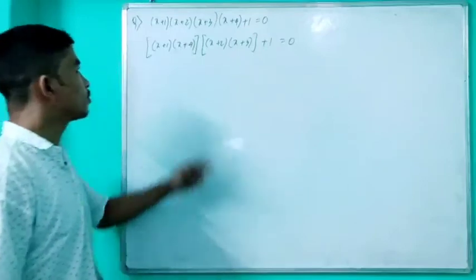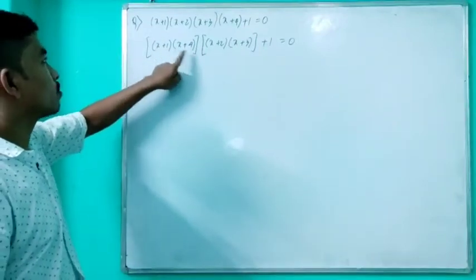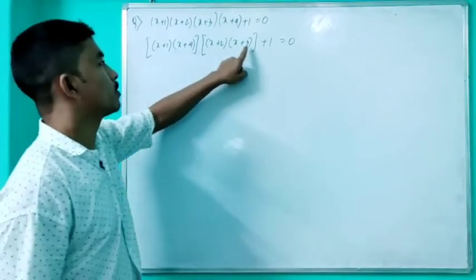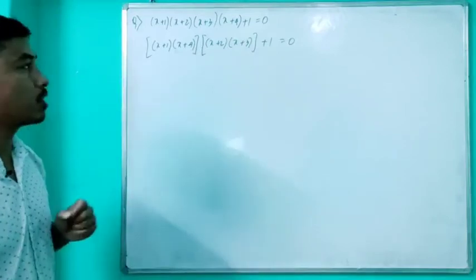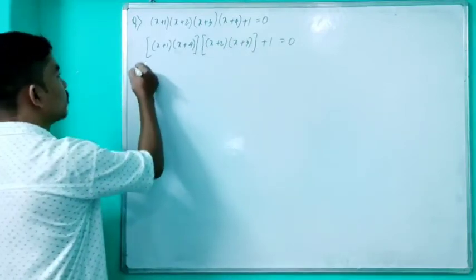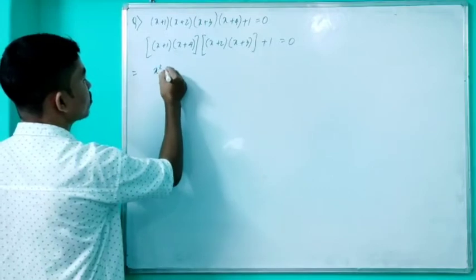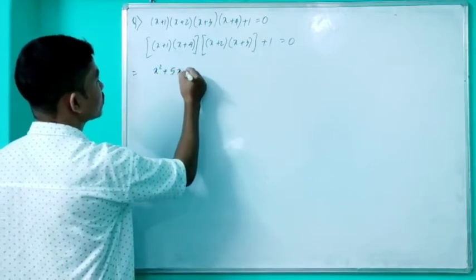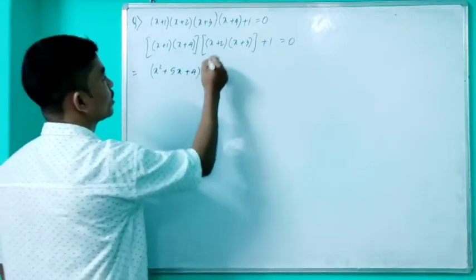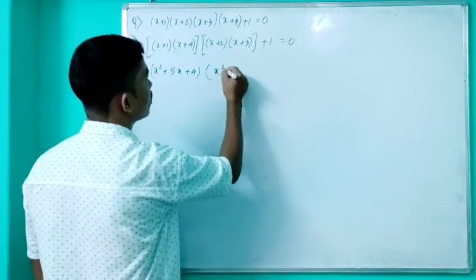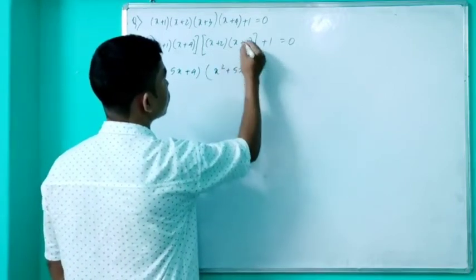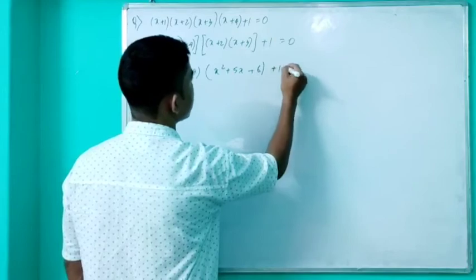So you got the point. So why did I pair these two? Because 1 plus 4 gives me 5 and 2 plus 3 also gives me 5. So this you have to keep in mind. So this will be x square plus 5x plus 4, and here I'll again get x square plus 5x plus 2 3 is 6 plus 1 equals to 0.